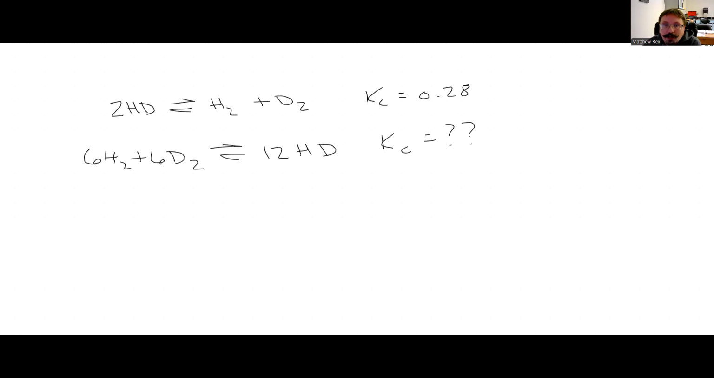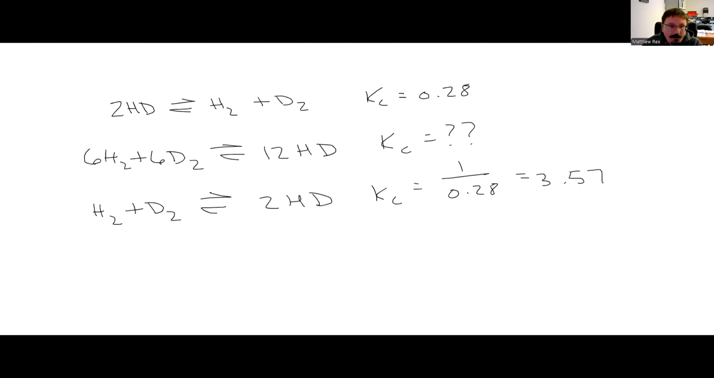Okay, so I'm looking at this. For the desired one, I've got the HD, the hydrogen deuterium, on the right, whereas in the actual equation, the one we know, the top one, it is on the left. So I think right off the bat, I probably want to flip my top reaction. If I flip the reaction, I take 1 over K, because now the products have become the reactants and vice versa.